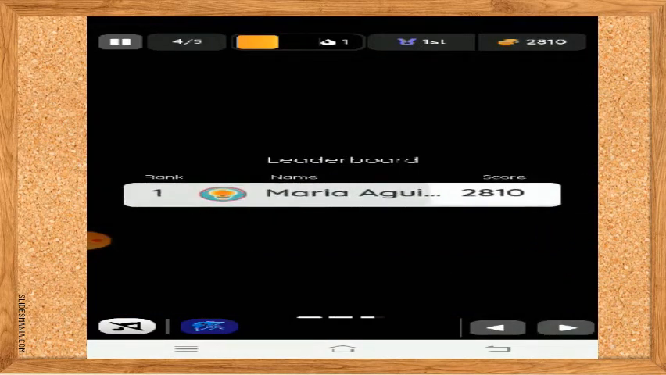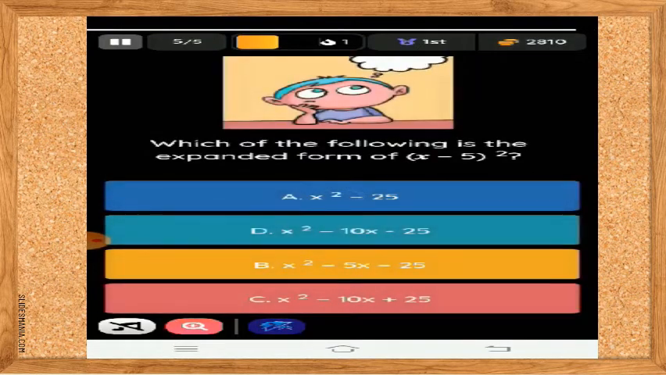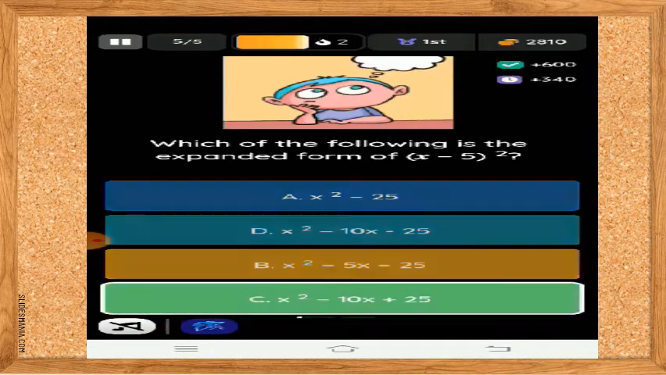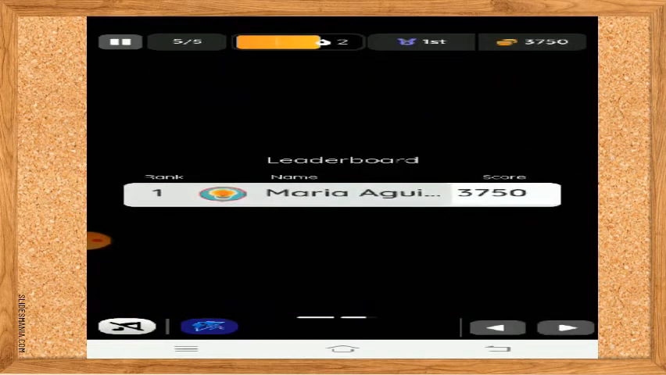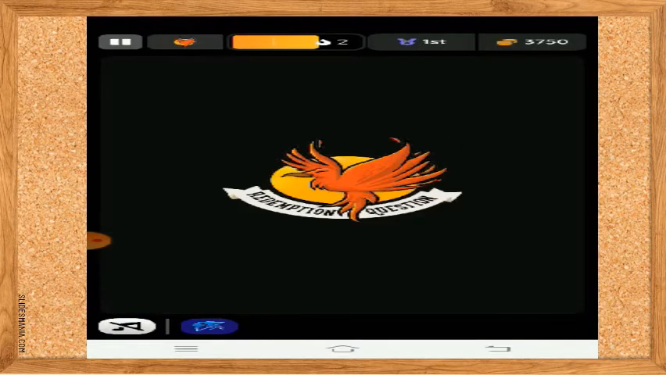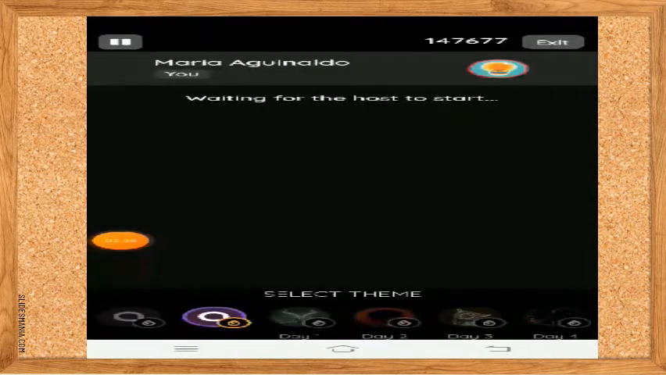And moving on, there's question number 5: which of the following is the expanded form of the quantity x minus 5 squared? And I think that is only 60 seconds. There is a timer. And that is the game we played for recalling.